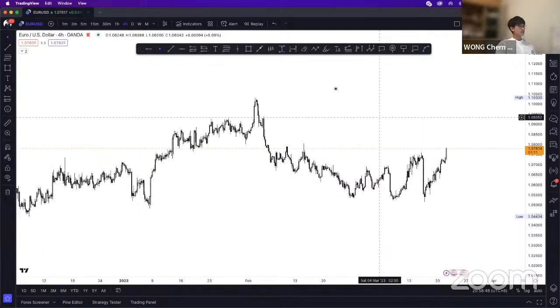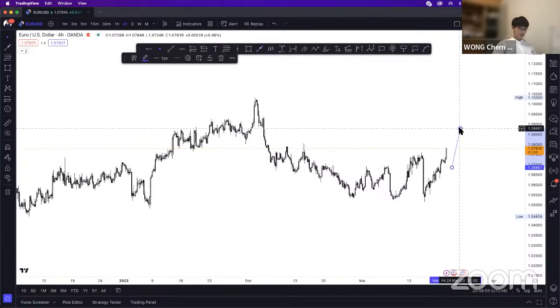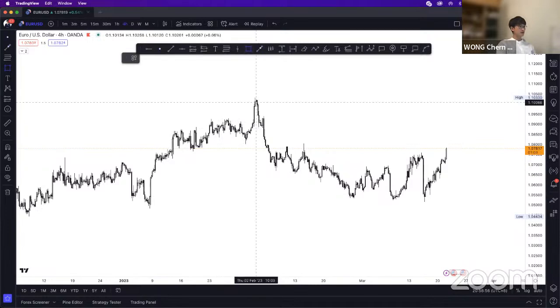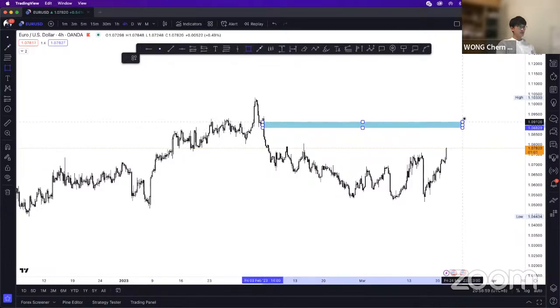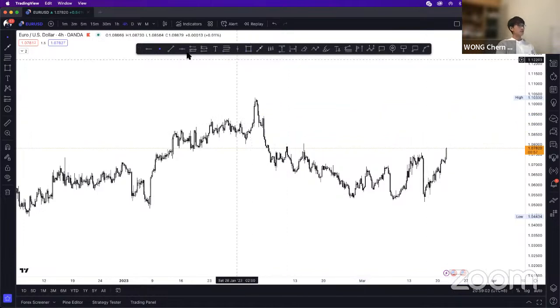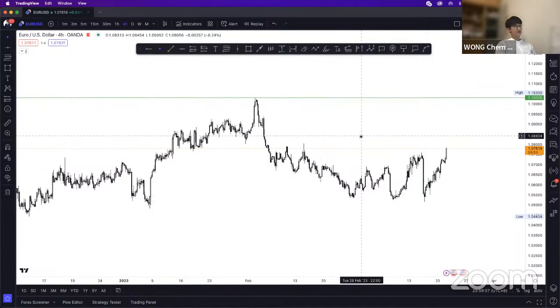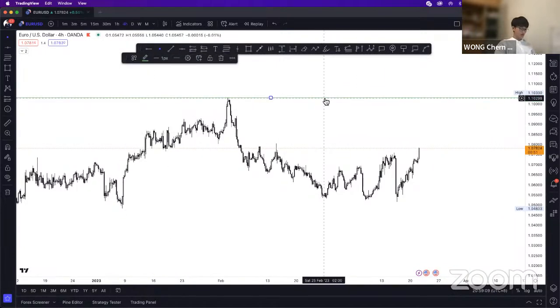So my forecast on euro dollar is that it will continue heading up. It will continue pushing up to potential levels like this supply zone over here. This supply zone is a level that I would like to look at, and or potentially even creating a new high on the euro dollar. Okay, so that would be my forecast on the euro dollar.